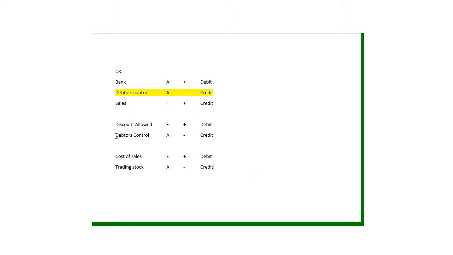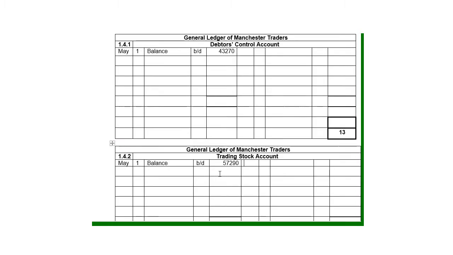Good, so in the second one, I'm also just looking at debtors, and with cost of sales, I'm just looking at trading stock. Those are the only two accounts that I need to show. The others are there, I'm just not showing them. So debtors control, from the money I receive will be credited, and from the discount will be credited. So if I go back to the debtors control on the credit side, and it's still May.